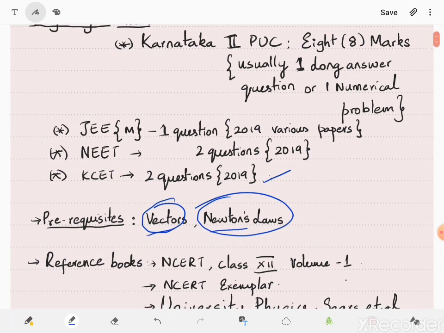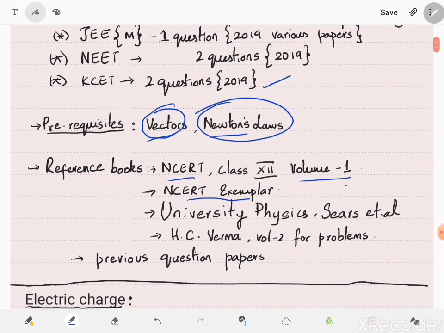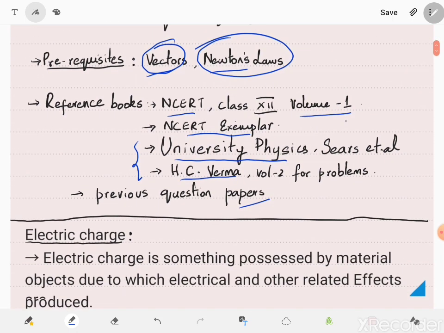basic chapter. The reference books are, as usual, NCERT Class 12, Volume 1, NCERT Exemplar, and this is another book. These are a couple of books that I would suggest all students to go through. Namely, the first one is by Sears and Zemansky, and it is called University Physics. The next book is quite popular among all the Indian students, H.C. Verma, Volume 2, and we'll be majorly utilizing these 2 books for solving problems. And of course, we will also take a look at previous question papers of the PUC exam, CET, NEET, as well as JEE. Without any delay, let's just get into the chapter.